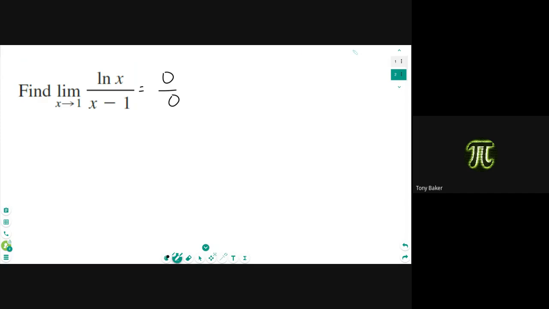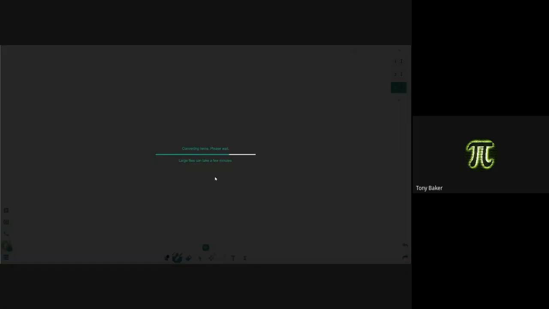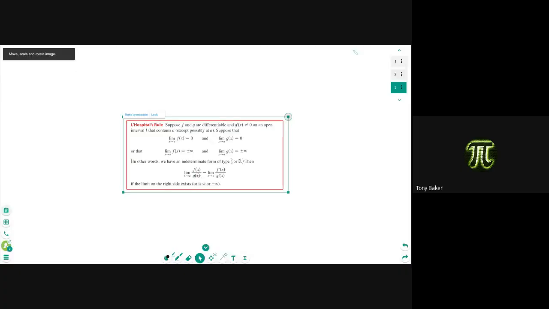Anybody can think of anything I could do to simplify this down? I don't have an equal sign, so I can't do something to both sides. If I multiply the top and bottom by something, it might make my life a little bit easier, but the top's still going to end up being 0. So we have to have another rule, another process. And this process is known as L'Hopital's rule.